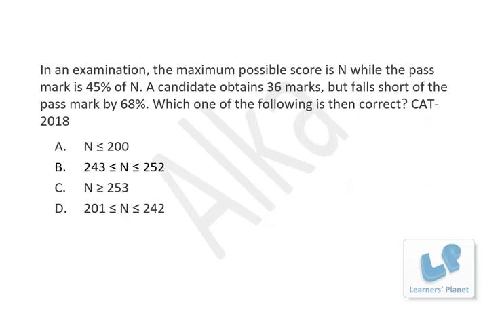Now this question is from the CAT 2018 paper. In an examination, the maximum possible score is n, while the pass marks is 45% of n. So I can say here it is 9 by 20 of n or 0.45 of n, whatever, right? A candidate obtained 36 marks but falls short of pass marks by 68%. That means he is getting 32% of the pass marks, right?